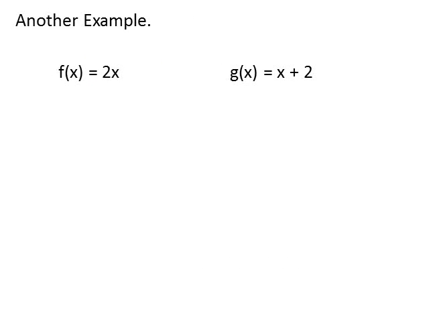So as an example, I have f of x and I have g of x. This time I'm going to plug g into f. So I replace the x in f with the x minus 2 that makes up the g function. So that becomes 2 times x minus 2, which is 2x minus 4, which is not x. So these are not inverses of each other.